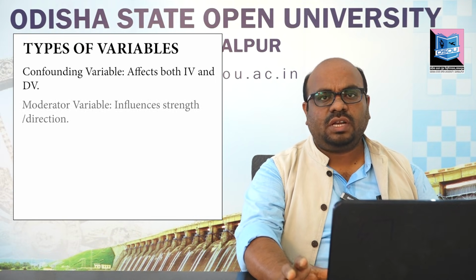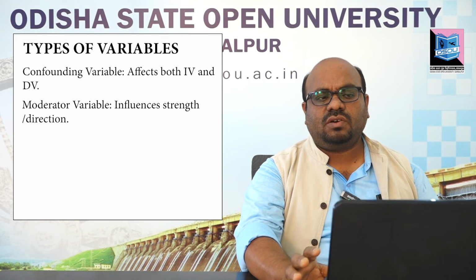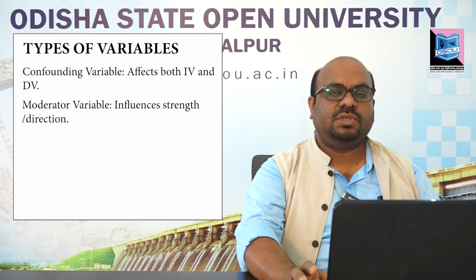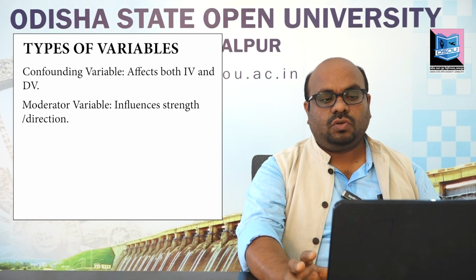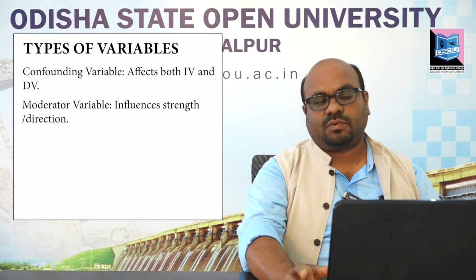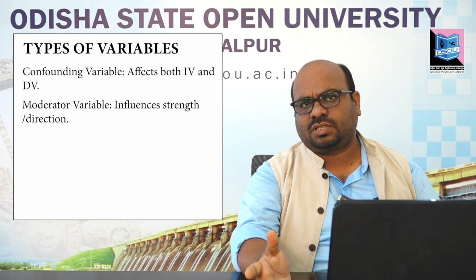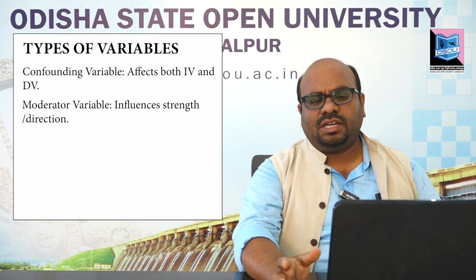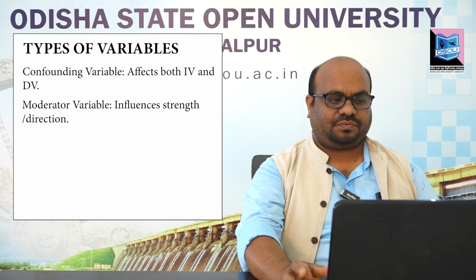Then what is the moderator variable? This is a variable which changes the strength or direction of the relationship between two other variables. For example, stress might affect work efficiency or performance. We may say that work performance differs depending on the person's personality.